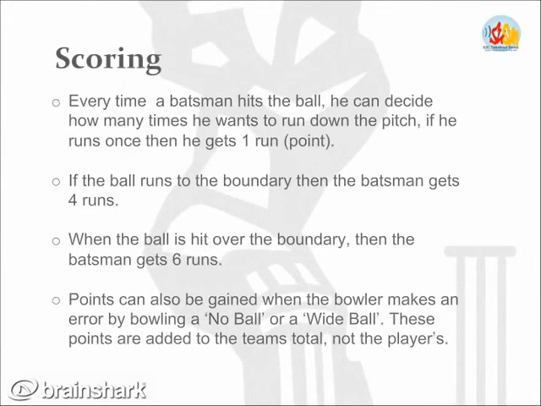Scoring. Every time a batsman hits a ball, he can decide how many times he wants to run down the pitch. If he runs once, then he gets 1 run. If the ball runs to the boundary, then the batsman gets 4 runs. When the ball is hit over the boundary, then the batsman gets 6 runs. Points can also be gained when the bowler makes an error by bowling a no ball or a wide ball. These points are added to the team's total, not the player's.